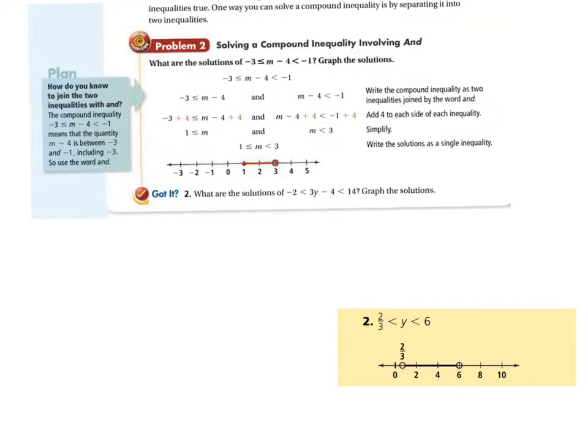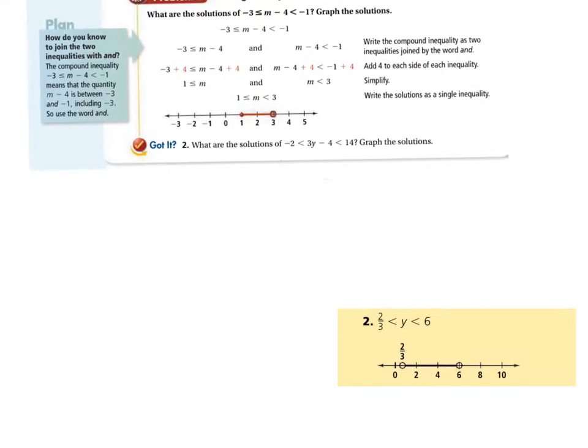Alrighty, so solving a compound inequality involving and. It's important to remember that the and is that overlap part here. So you can solve an and, by the way, as a single unit. You can also break it up into this half and this half. I like to solve them together. Only with ands, though, can you solve them together.